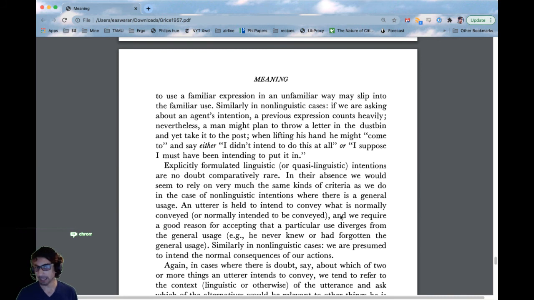Nevertheless, a man might plan to throw a letter in the dustbin and yet take it to the post. When lifting his hand, he might come to and say either, "I didn't intend to do this at all," or "I suppose I must have been intending to put it in."